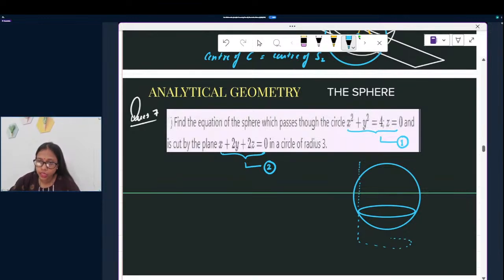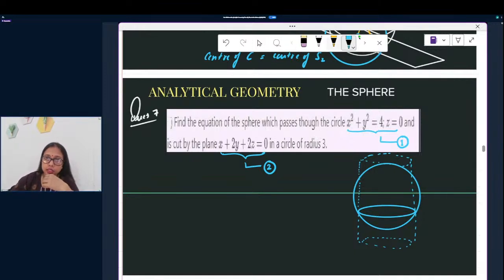It's a cylinder of infinite length. Yes. x square plus y square is equal to 4 is a cylinder of infinite length. And then we have taken the intersection with z is equal to 0. That means the x-axis.